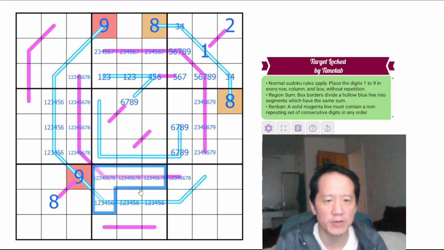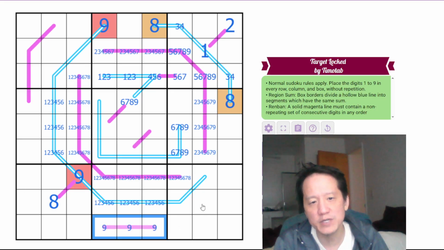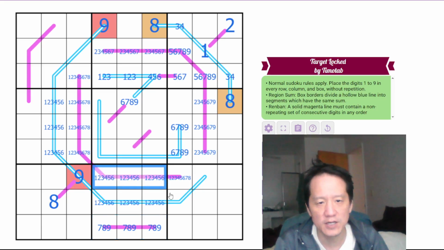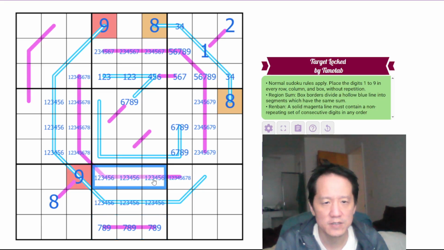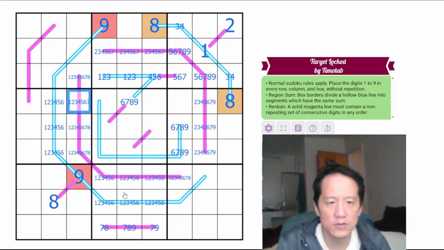Where in this box is a 9? Cannot be here, cannot be on this Renban line, because, again, it eliminates all 9s from here. So it must be here, which means this Renban must be 7, 8, and 9. So this cannot be 7 or 8. This can't be 8, and this can't be 9 here. This can't be 8 here.